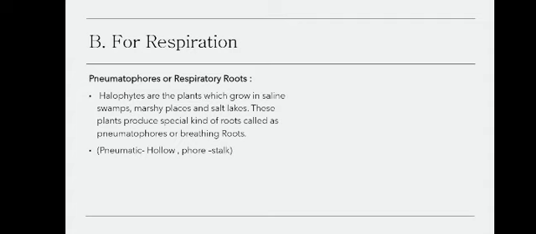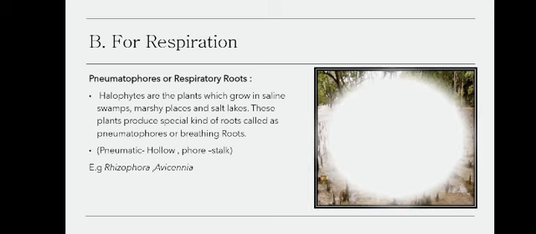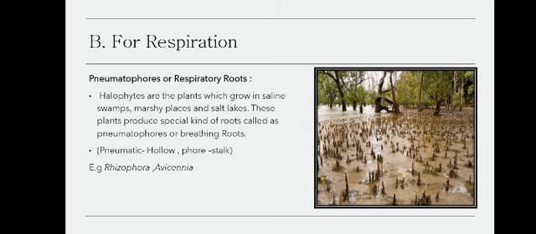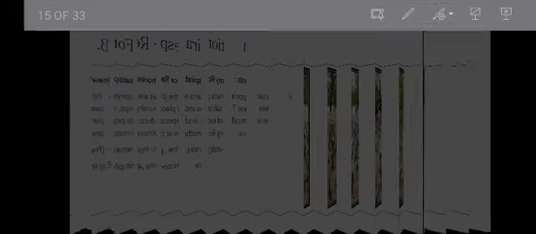Pneumo means air, and phore means bearer. Hollow bearer is known as pneumatophore. Example, Rhizophora, Avicennia. Here is the diagram of pneumatophores. You can observe in that area. Here are the respiratory roots.